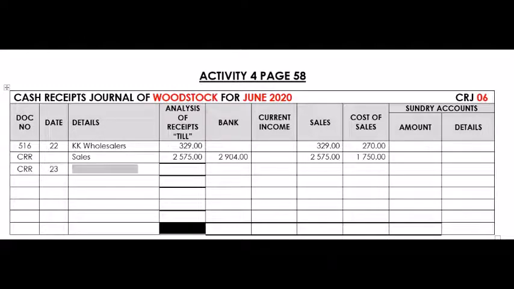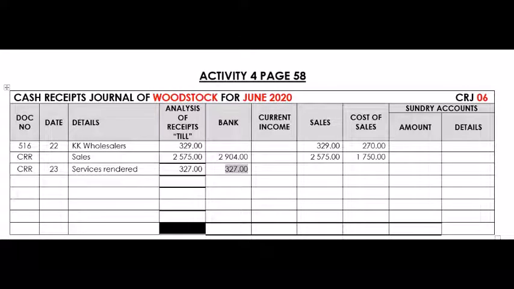Now, these are the details that I wanted you to cross out. It shouldn't say cash sales. The details, if we render a service and the document is CRR, is services rendered. The value will go to our till, and it's the only transaction for the day, so we can put the value into bank as well.